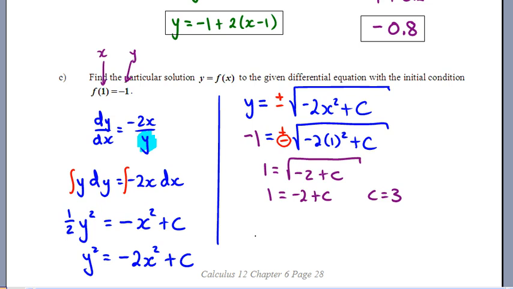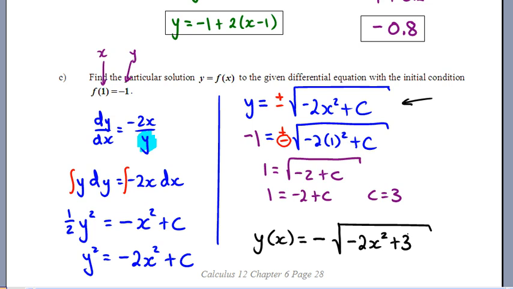This actually didn't even take too long. y, which is actually a function of x. It's made up of x's. It's equal to, I'm going to go and look back here. It's the negative option. It's the only way we could get it to work. Of a square root of negative 2x squared plus 3. That's the perfect story here for how this graph is going to unfold.